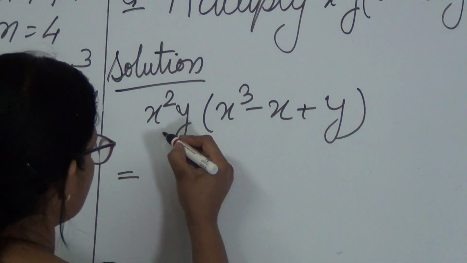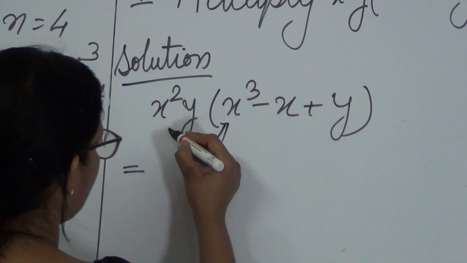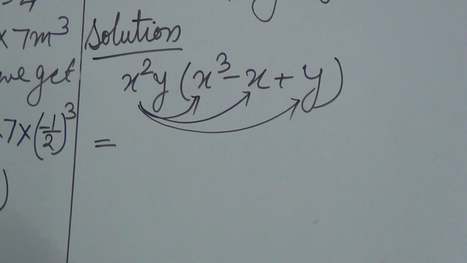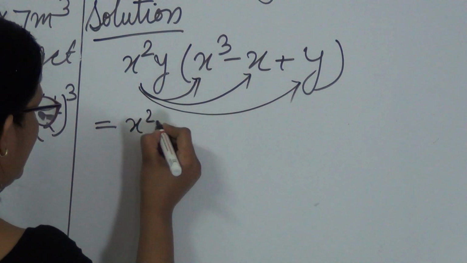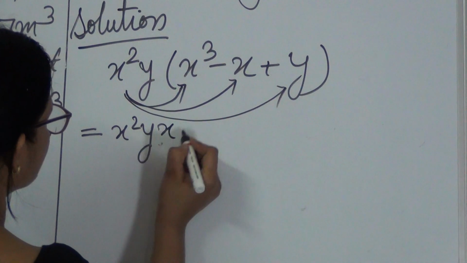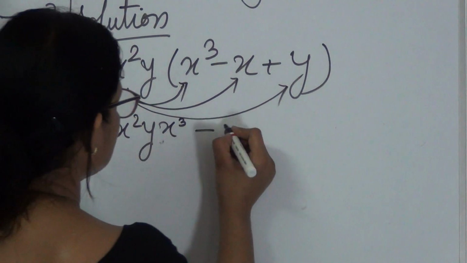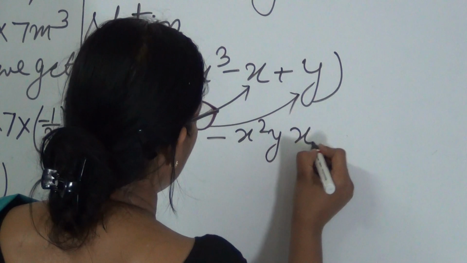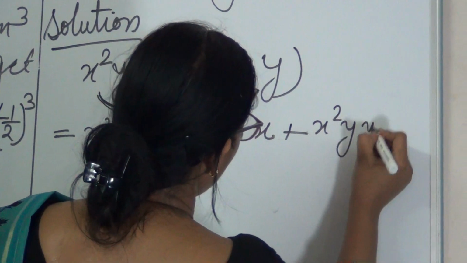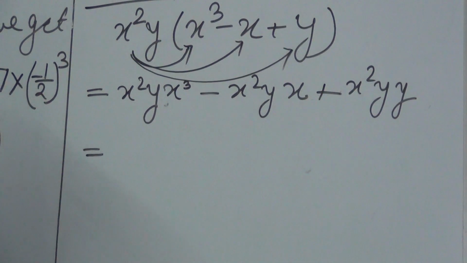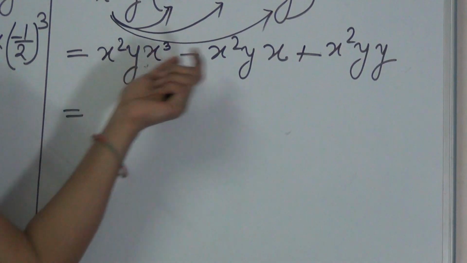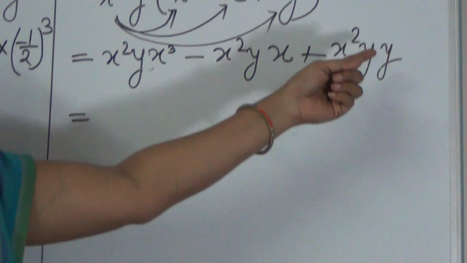See, the process is like this. We have to multiply this by x square, also by x, and then also by y. So what we have x square y into, it will be confusing, so don't write this, it will be x cube only, minus x square y into x plus x square y into y. Now we have x and x bases are same, so powers will be added up here also, in this term also, and here also power of y will be added up.